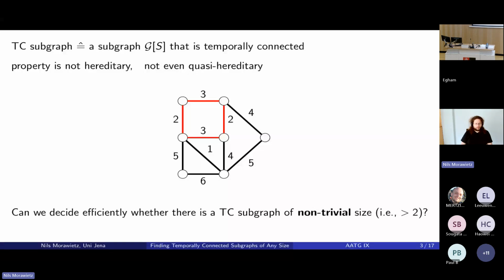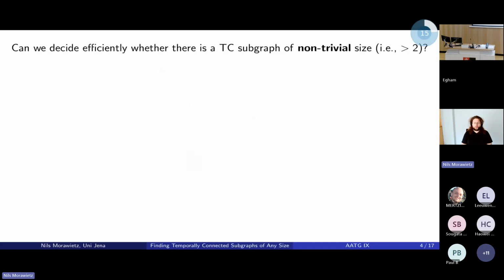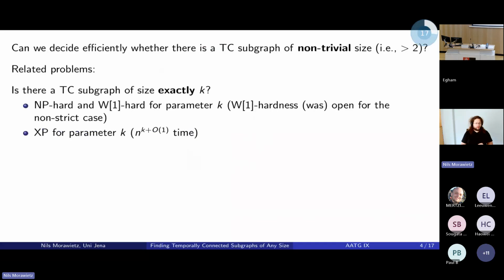And the question we are interested in our work is, can we efficiently decide whether there is a temporally connected subgraph of non-trivial size? And non-trivial means size larger than 2, so a size larger than an edge. An edge is always, by definition, temporally connected, like the endpoints of any edge. But we wanted to say, is there anything bigger that is temporally connected? And before I go into this, first about related problems in this area.